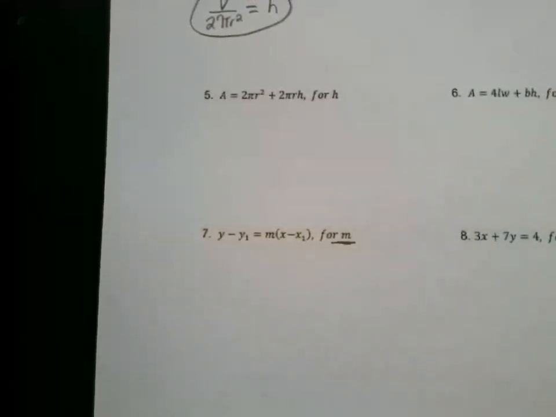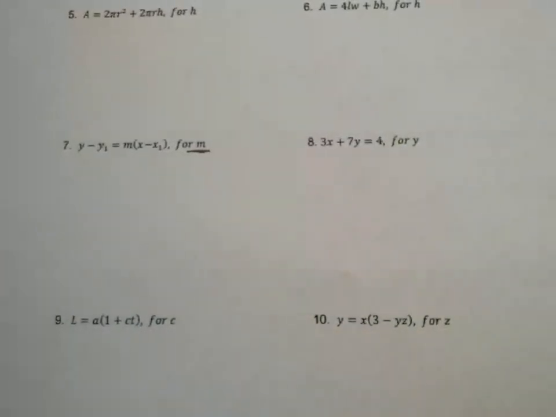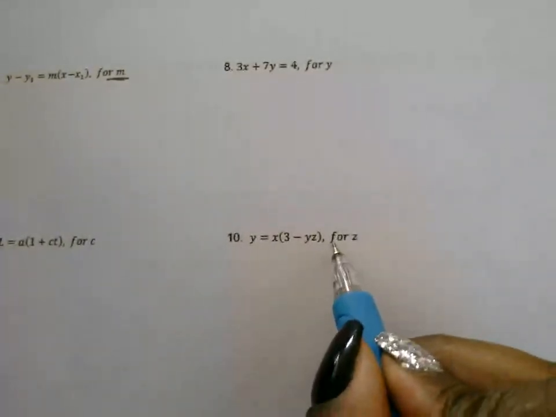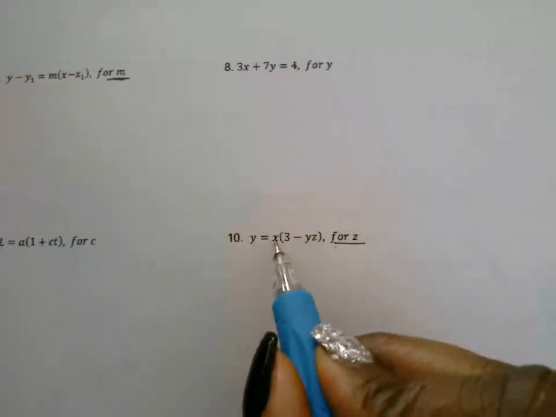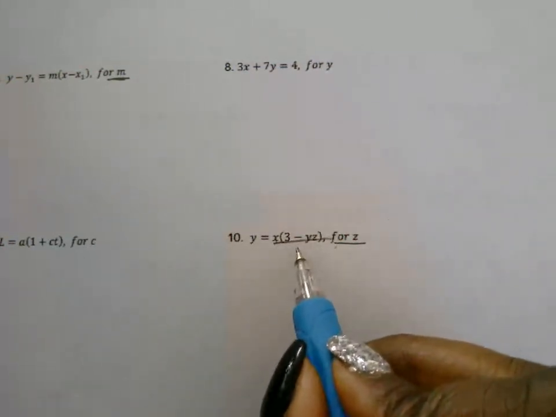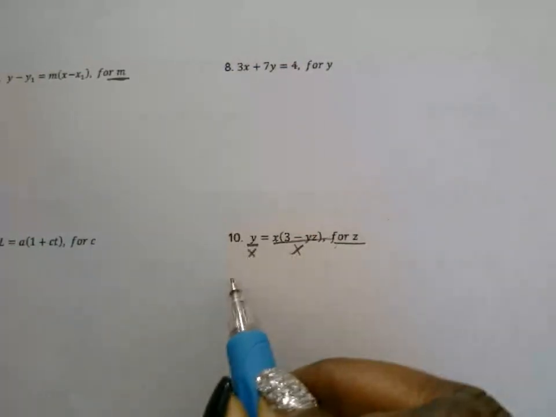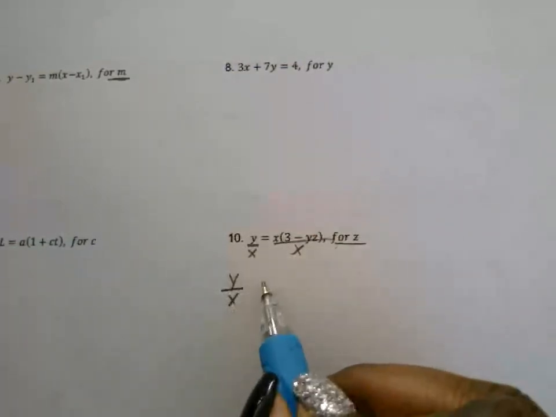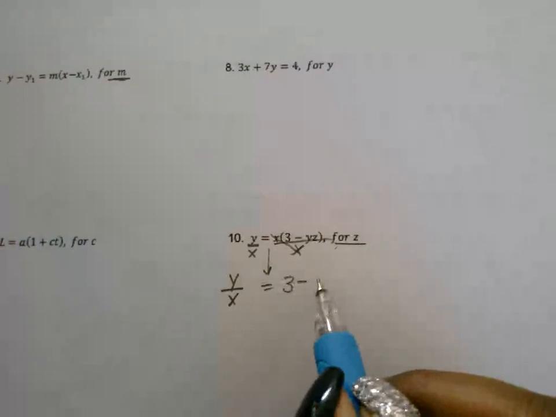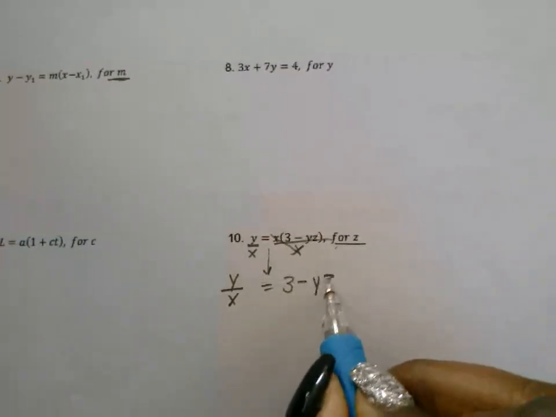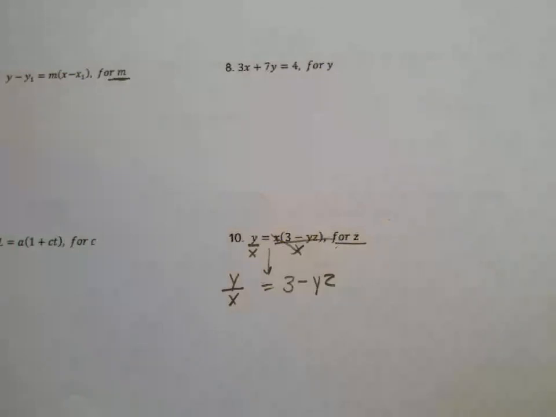Let's look at one that's a little different, number 10. In order to get Z by itself, you need to get rid of this first. This is attached to this by multiplication, so we're going to divide to get rid of the x. So now I have y divided by x is equal to, write down the equal, and this is gone. We're left with 3 minus yz. Just bring down what's in the parentheses.